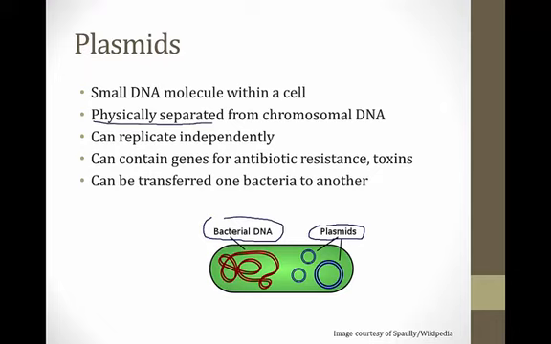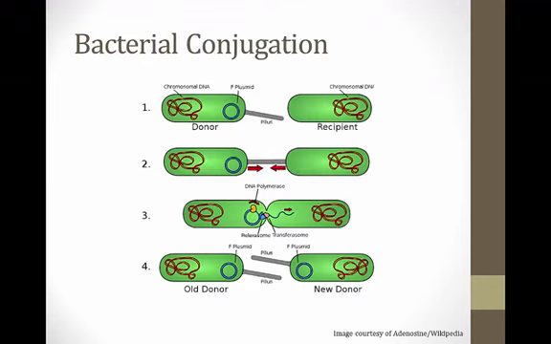And this is how bacteria are going to transfer genetic information through conjugation. The plasmids can replicate independently. A lot of times they contain genes for antibiotic resistance or for toxins, and they can be transferred from one bacteria to another. This slide is a depiction of how conjugation takes place.